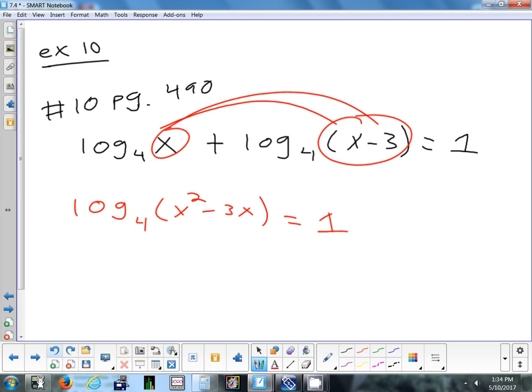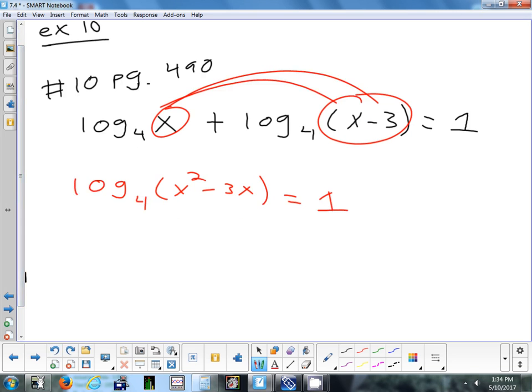What would be my base? 4. Yep, base is 4. How about Tyler? What would my exponent be? 1? Good. And on the other side by itself, Dakota? X squared minus 3x. Good. Okay, from here on, we're done with logs.